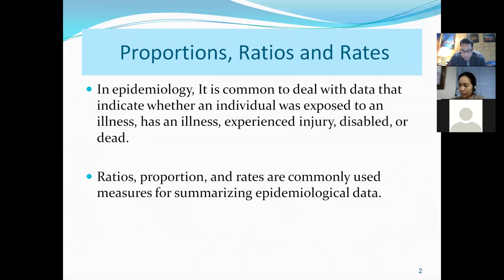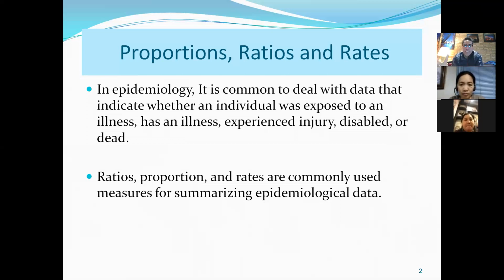So the typical measures that we do in epidemiological investigations are proportions, ratios, and rates. These are the common data that we deal with, and typically they will indicate whether an individual was exposed to an illness, has an illness, experienced an injury, became disabled, or dead. So the outcome typically in an epidemiological study is illness, injury, disability, or death.